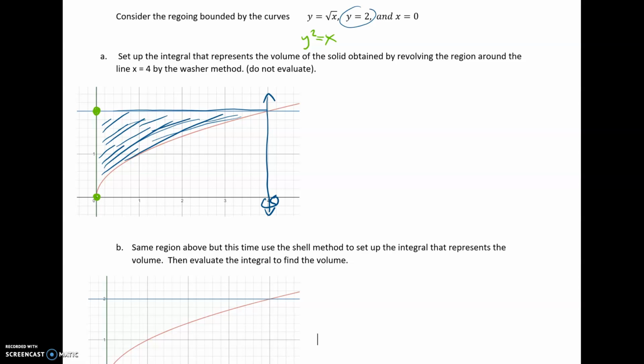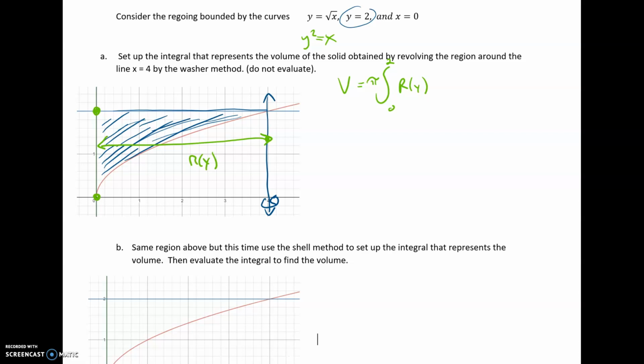Okay, so using the formula, we need a big R and a little r, right? The volume is going to be represented by big R squared. That's the distance from the line of rotation back to the outer region. I'll use green for that. That's big R of y, and I have to square it.